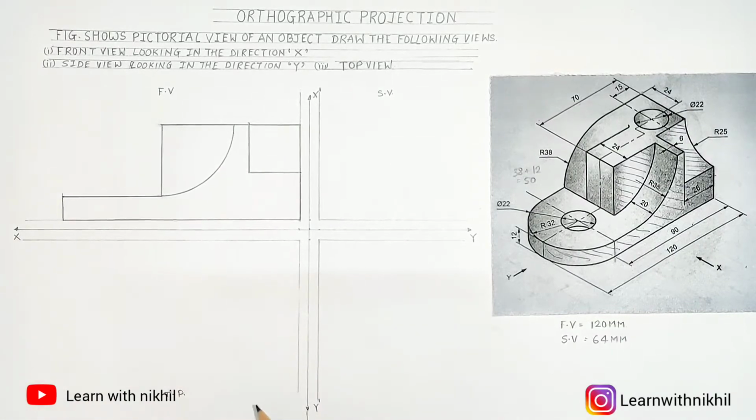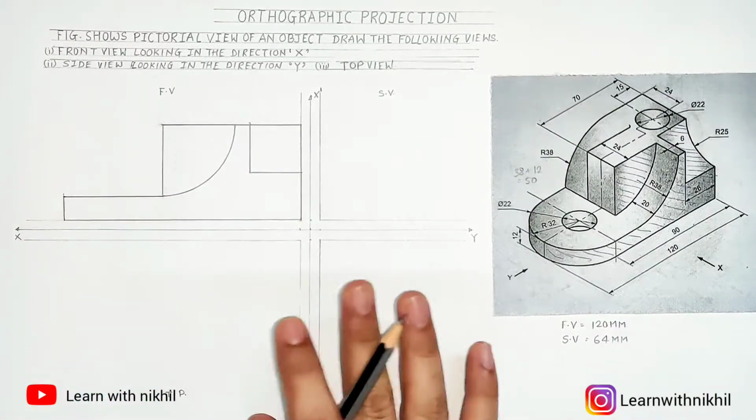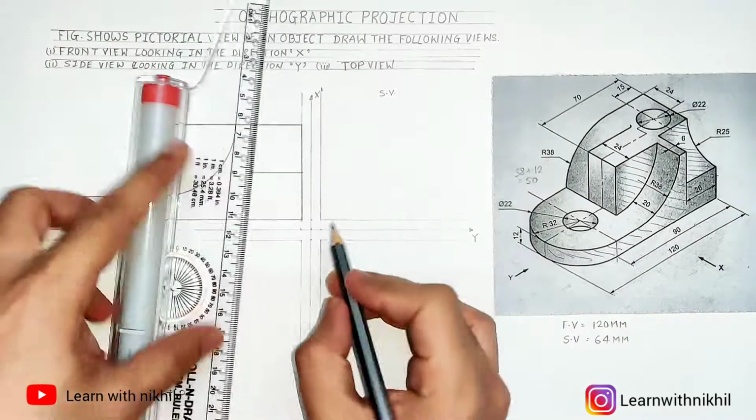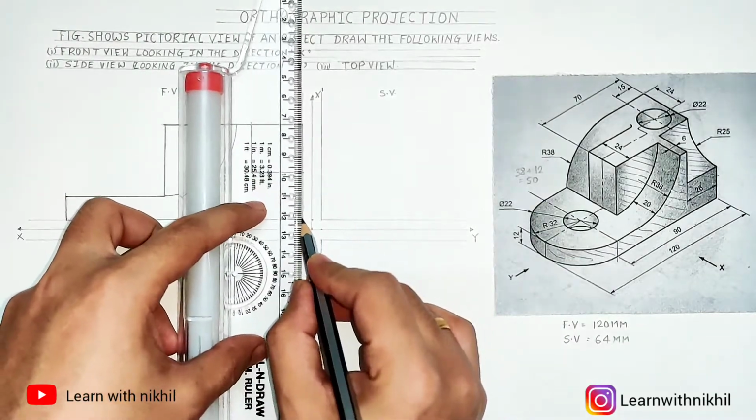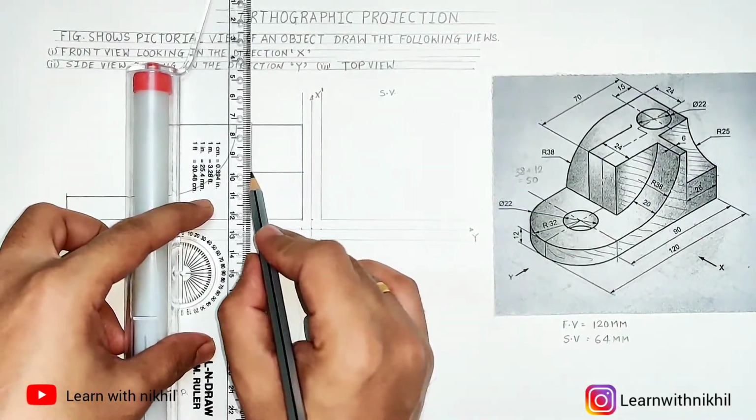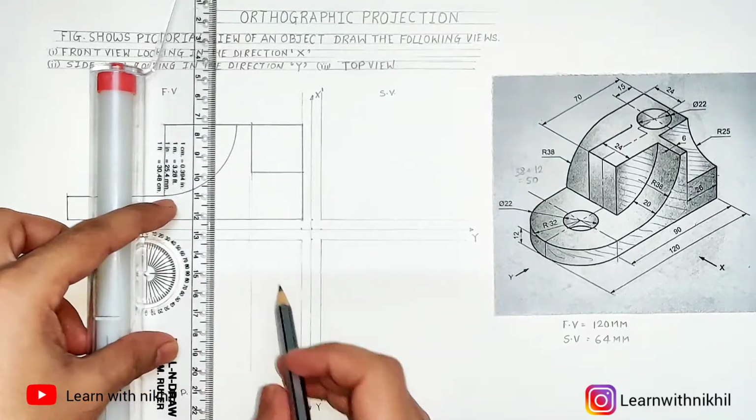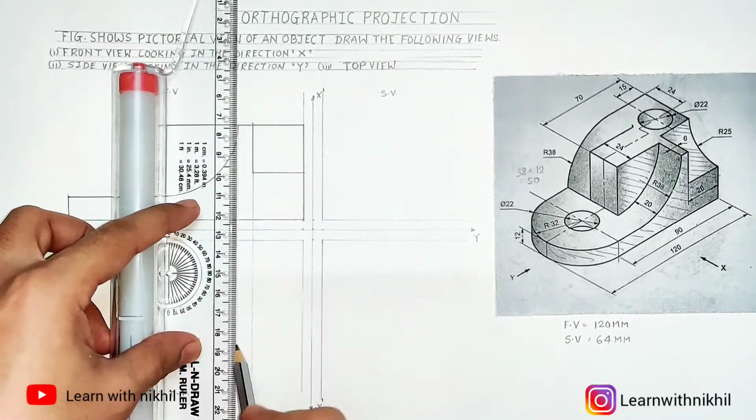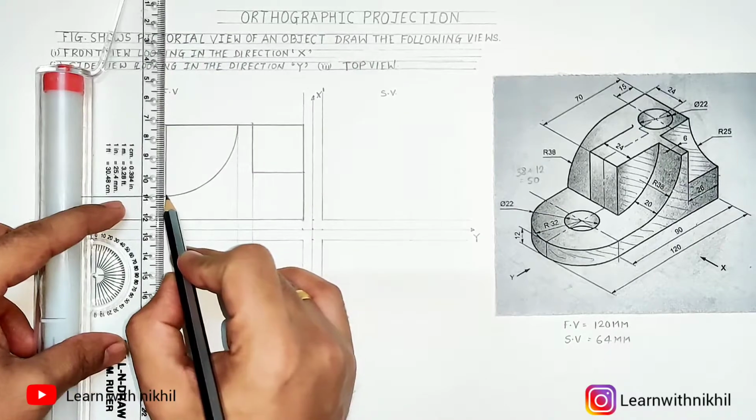With this we have completed the front view. Remaining are the hidden views, which we will draw later. Now taking the projections from the front view to the top view. Take all the projections, all the points from the front view to the top view.